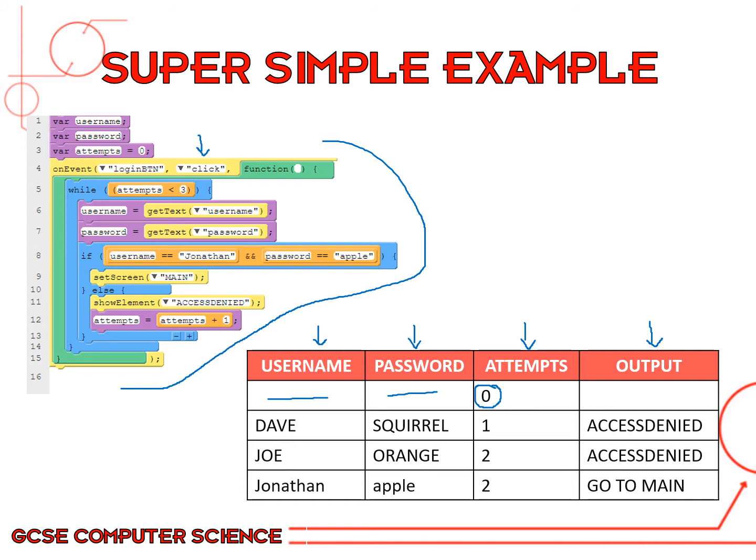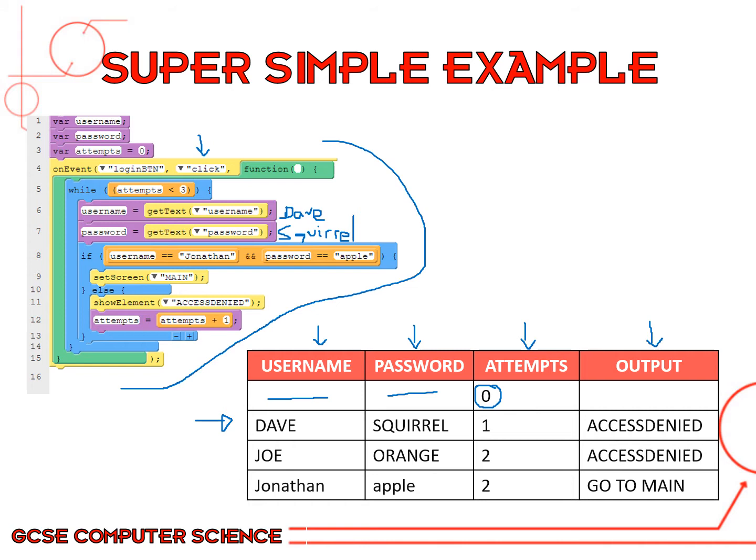If I input Dave and Squirrel as the username and password, you have to look at what is going to happen. So we go through. While attempts is less than 3, attempts is less than 3 because it's 0. Username equals get text, password equals get text. So this is our input, Dave and Squirrel. Dave goes in here. Squirrel goes in the next line. And they both get written to the variable to the left. So they are now assigned to those 2 variables. So I've written them in here.